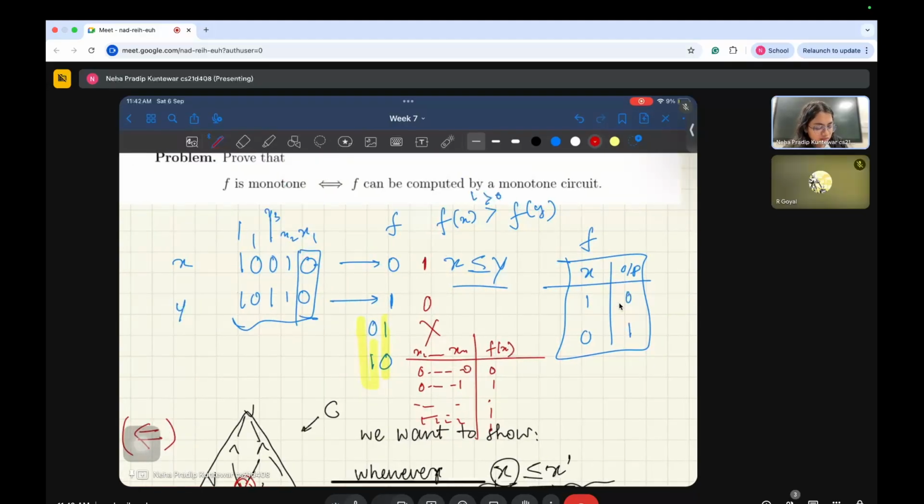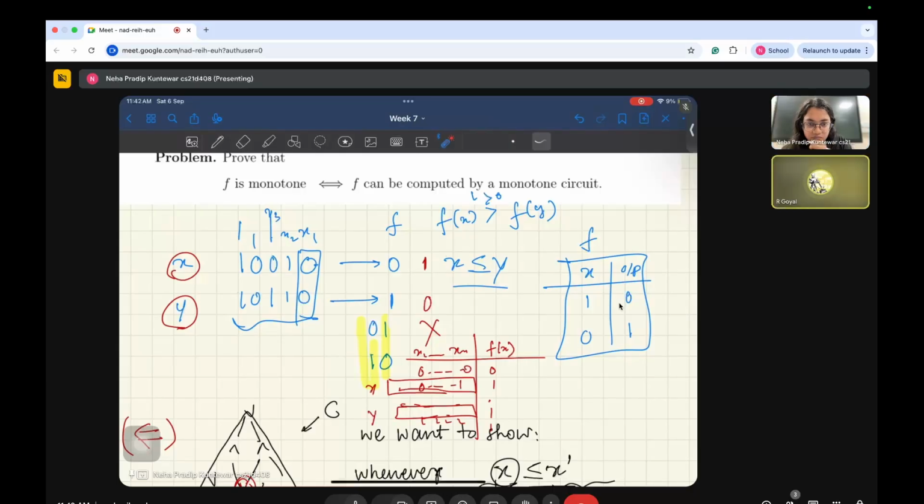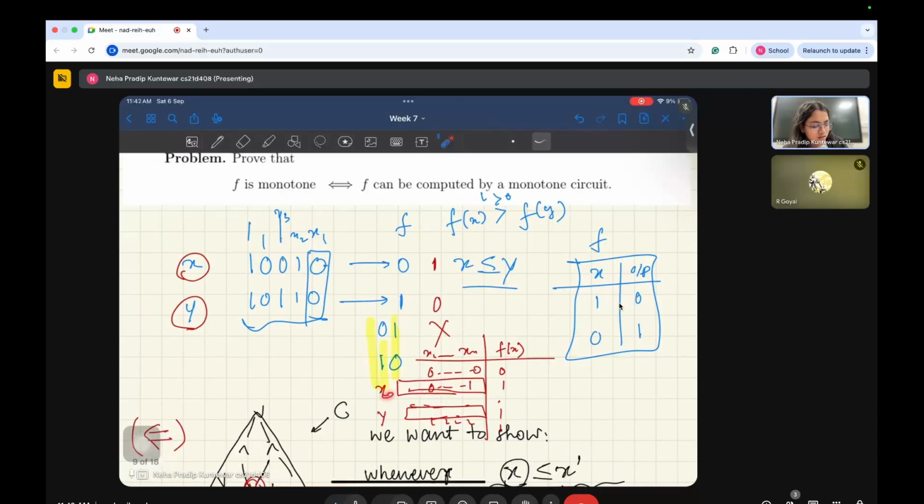So this x is nothing but one row from here, and this y is some other row from here. When we say x and y, we are actually just looking at two possible inputs to the circuit. So we are talking about these values in the truth table: if this row is less than or equal to this row in terms of the input, then if f was computing a value of 1 here, it cannot become a 0 here.